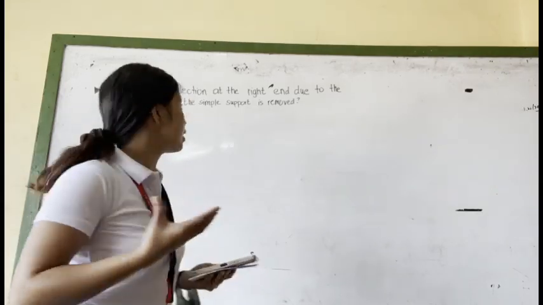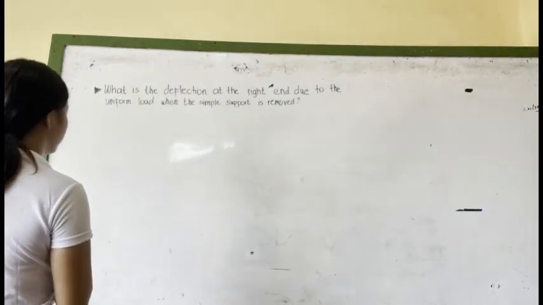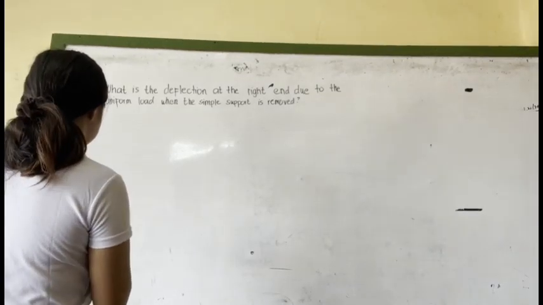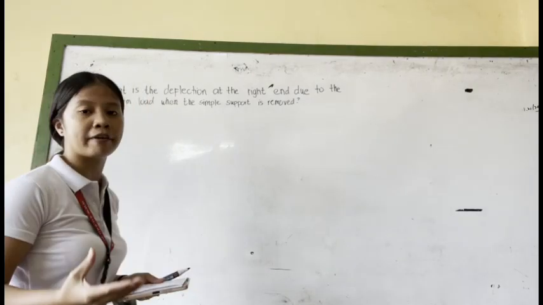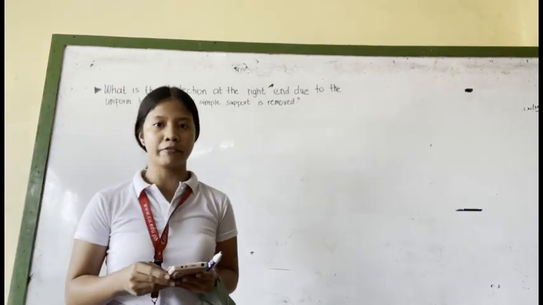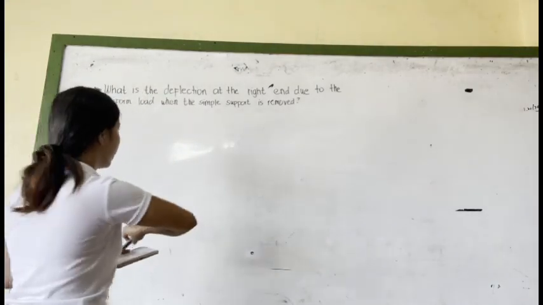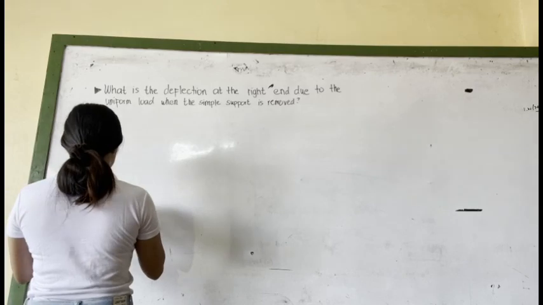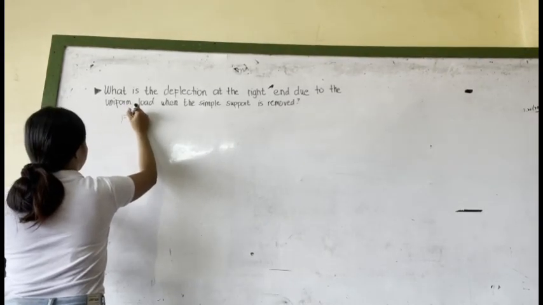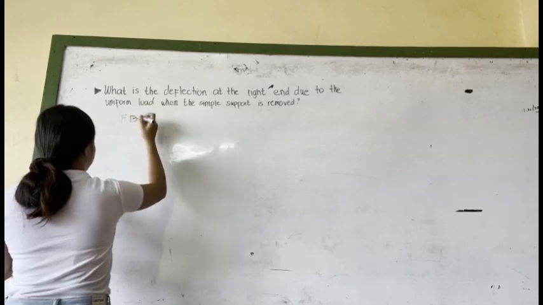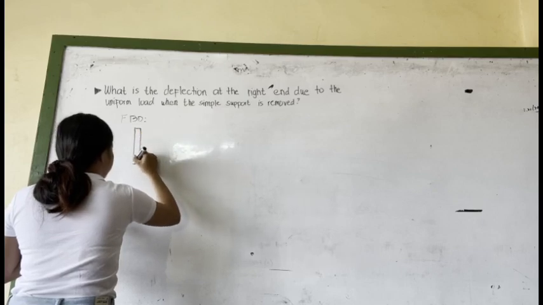So the question is, what is the deflection at the right end due to the uniform load when the simple support is removed? So in this problem, first we must identify or draw the FBD, or free body diagram, so that we can identify the given problem. So here is our prismatic beam.